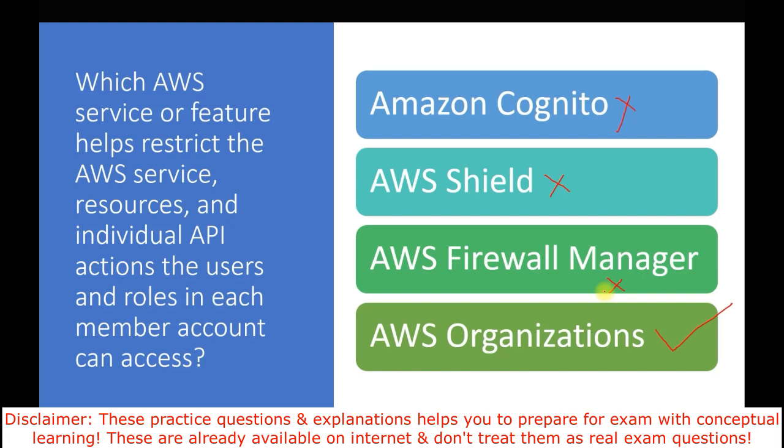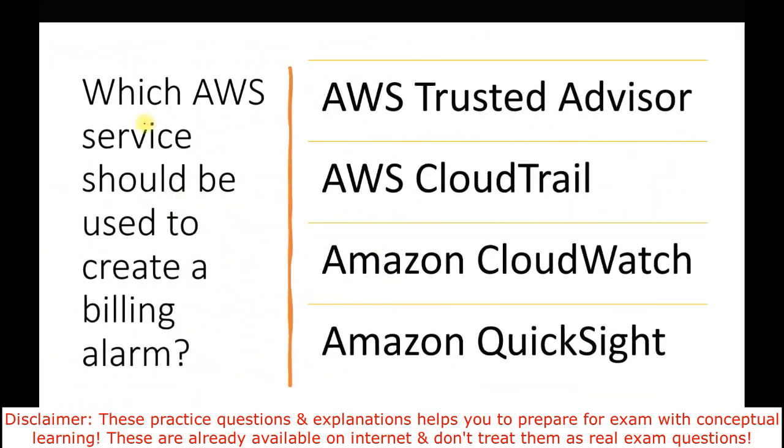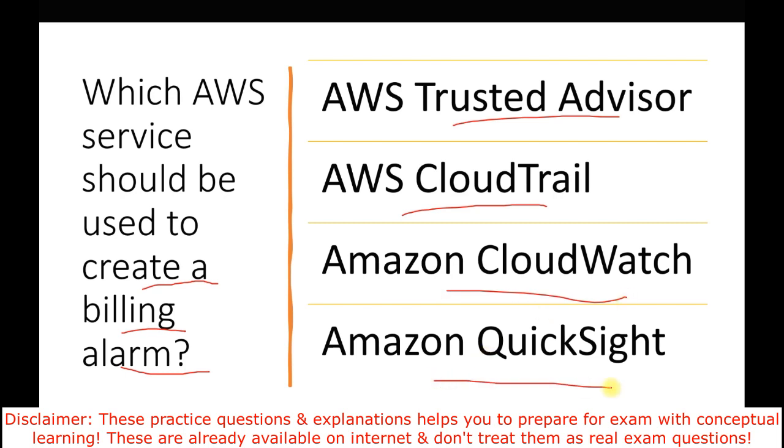Let's talk about the next question now. This question asks which AWS service should be used to create a billing alarm. That is very important because every cloud provider asks this question in their foundation exam. So this is one of the important questions. Let's understand the options we have: AWS Trusted Advisor, AWS CloudTrail, AWS CloudWatch, and Amazon QuickSight.